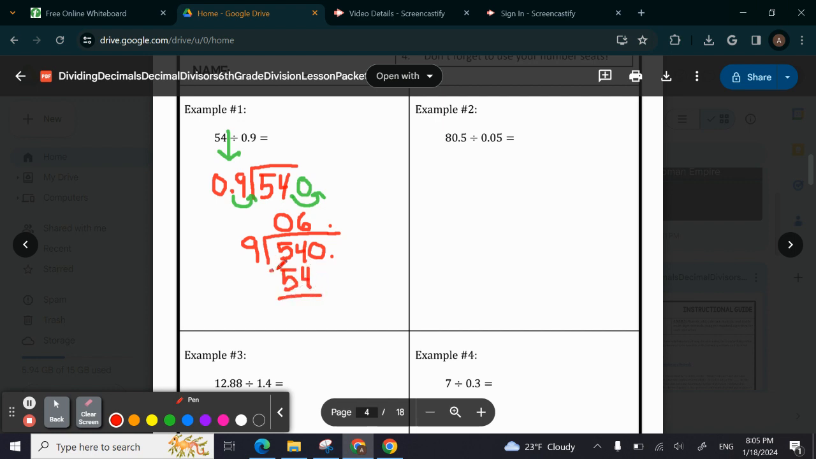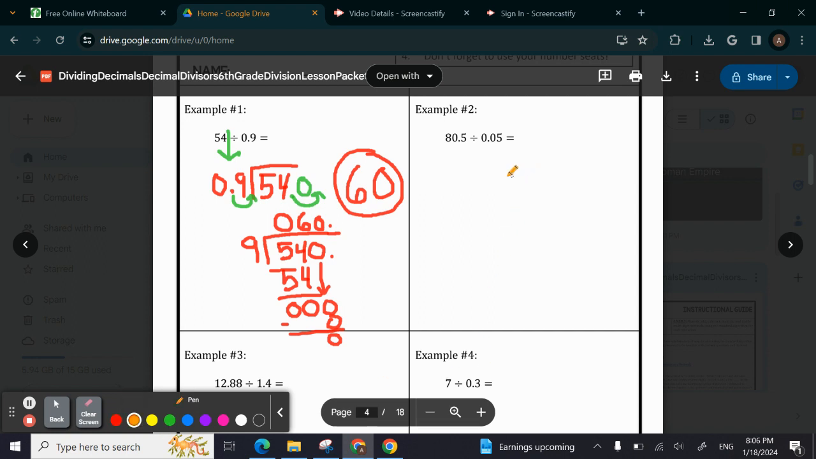Now we subtract. 4 minus 4 is 0. 5 minus 5 is also 0. We carry down our 0. How many times does 9 go into 0? 0 times. 0 minus 0 is 0, so we're good. We have no remainder left. Our decimal point is up here. We're good. So what's our answer? Our answer is 60. So 54 divided by 0.9 is 60. Okay, so write this on your paper, and then we'll go to example 2.